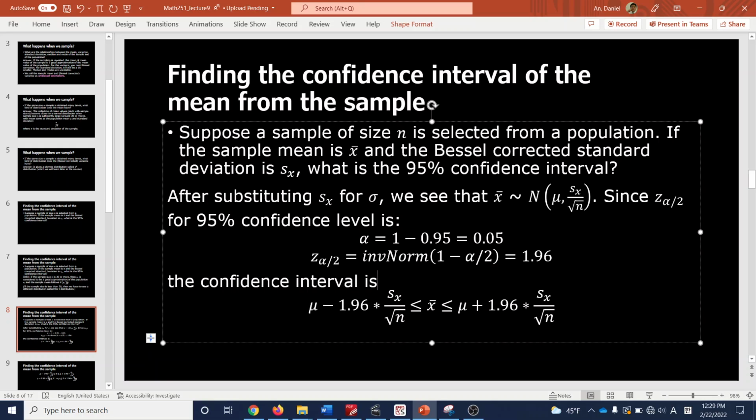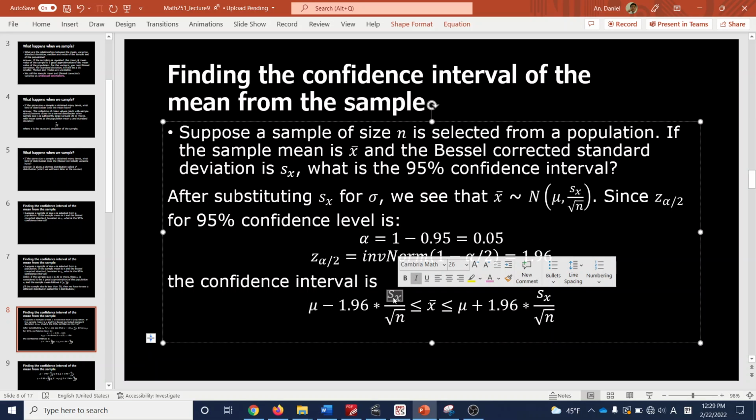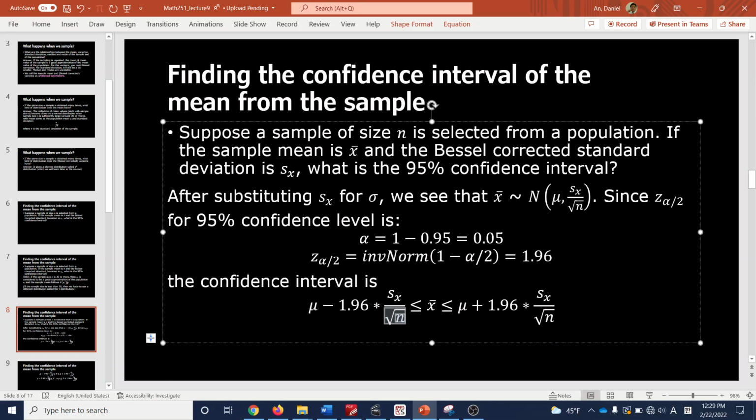Yes? Is this the one where you're solving for x? Somewhat, yeah, somewhat. But this is the formula for the confidence interval, right? It's mu minus z alpha over 2 times the standard deviation. But here I'm not using sigma over square root of n. I'm instead using Sx over square root of n, because Sx is the only information I can get, so it's a good approximation of the sigma. So that's the formula.